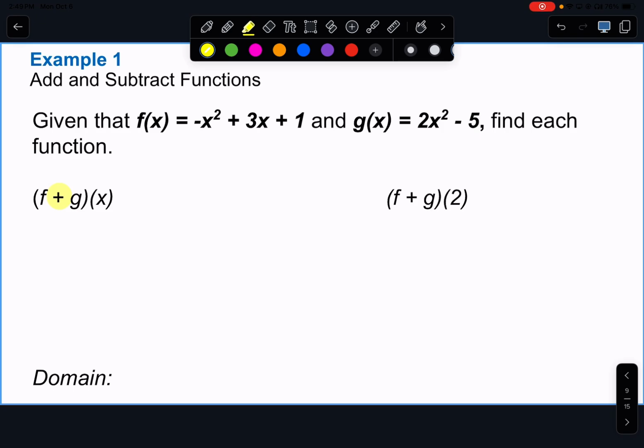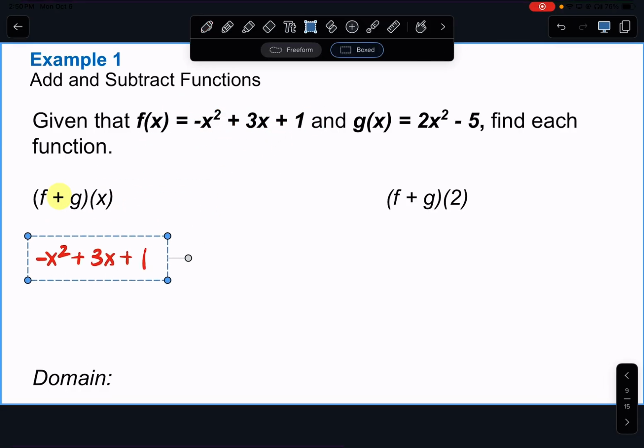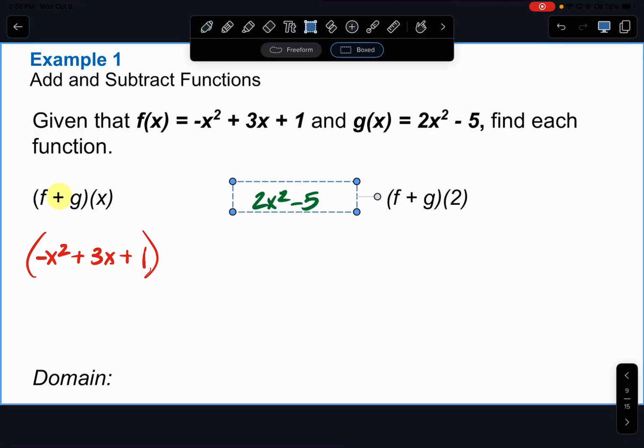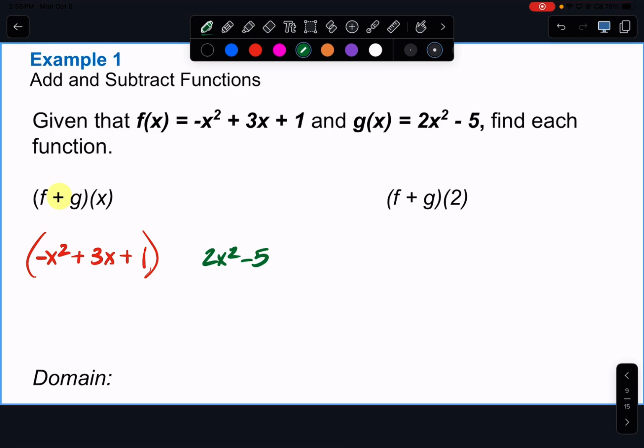So I want you to watch the board first, because I think sometimes we overcomplicate it. Watch the whiteboard. I'm going to literally trace the f of x, negative x squared plus 3x plus 1. And I'm just going to move it down here and then put parentheses around it. And then I'm going to trace the g of x and move it down here, and I'm going to put parentheses around it.